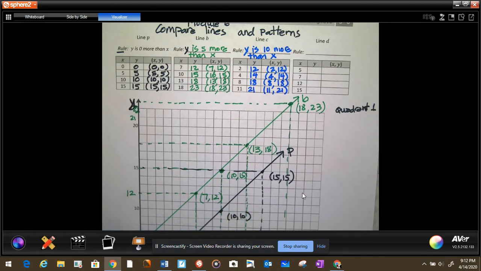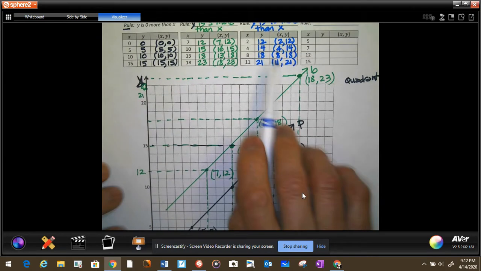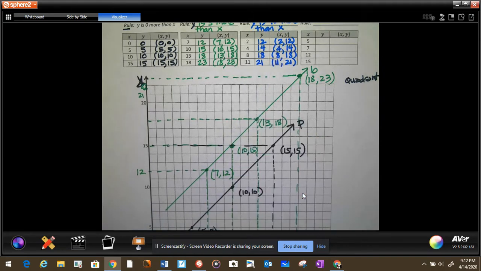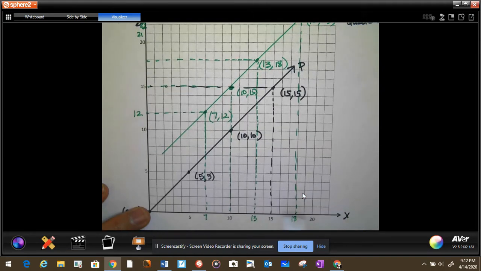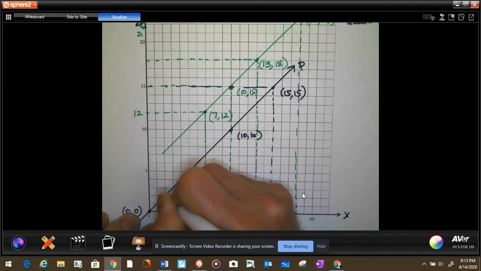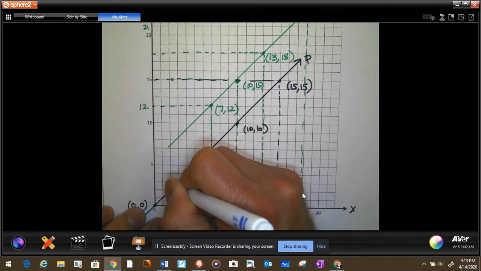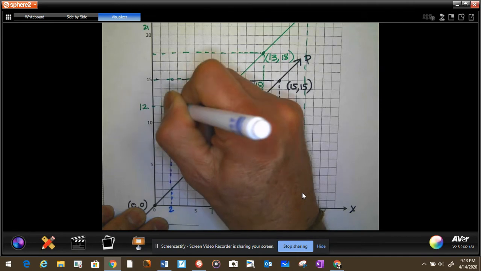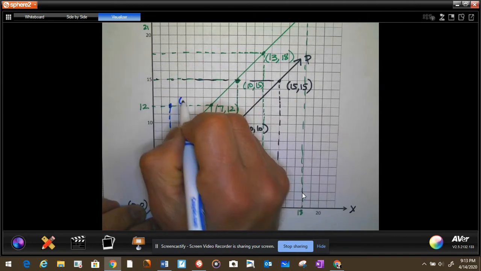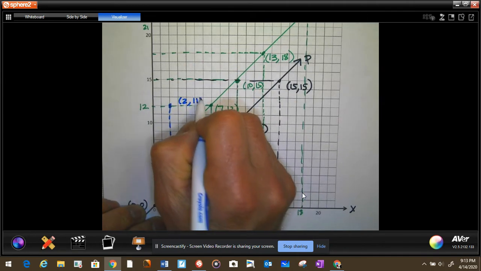Let's plot those numbers now. If we look at the first one, x is 2 and y is 12. So x is 2, which is 2 more than 0. And we're going to jump all the way up to 12. And that's the point right there, 2, 12, for this new line.